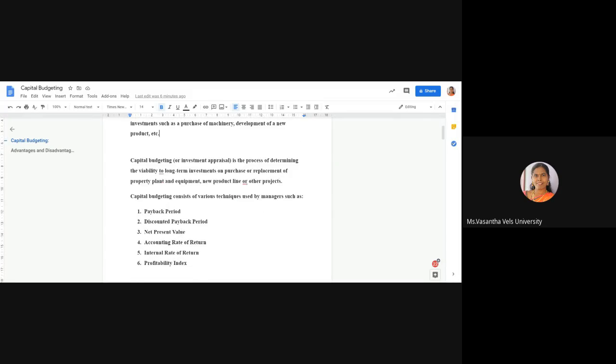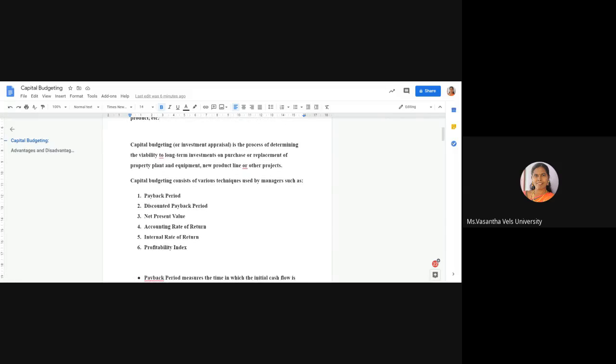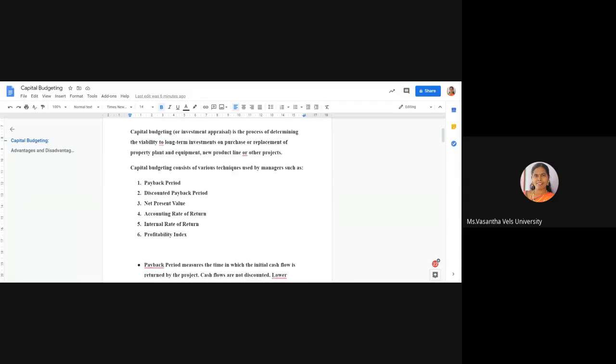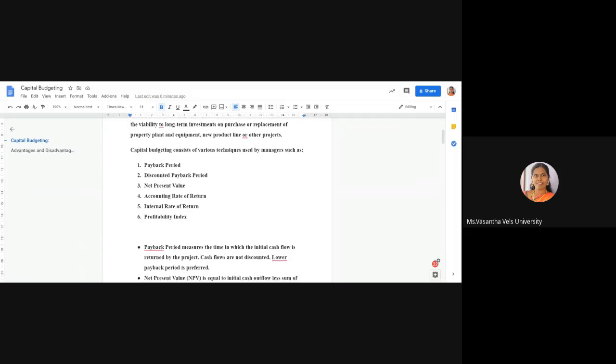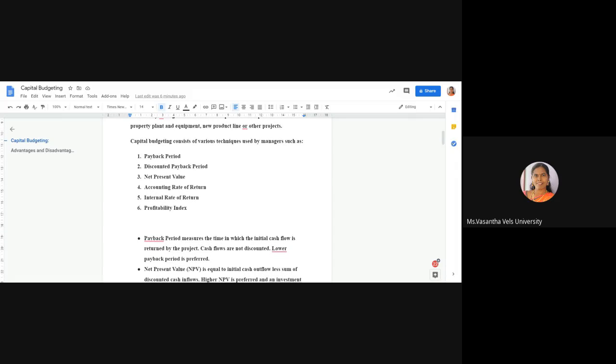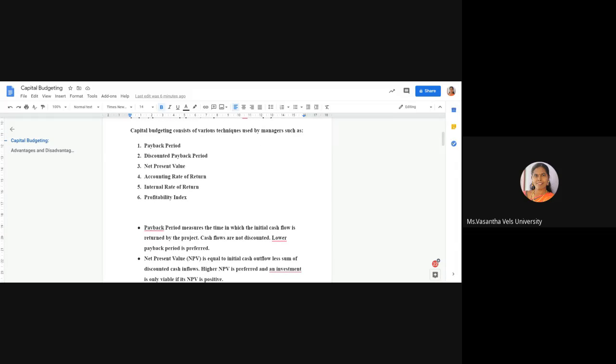Capital budgeting consists of various techniques. What are the techniques? I already discussed. Payback period method, discounted payback period method, net present value method, accounting rate of return method, internal rate of return method, profitability index. So in this category, net present value, IRR, profitability index come under the discounted cash flow method. The other two, that is payback period method and accounting rate of return method, are traditional methods.